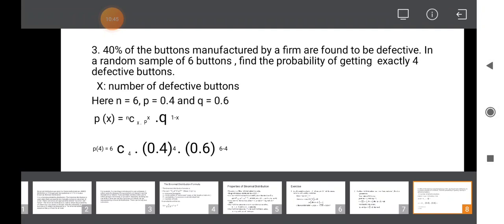Okay. This is all about a brief introduction to binomial distribution. We'll see in the next session. We'll continue.